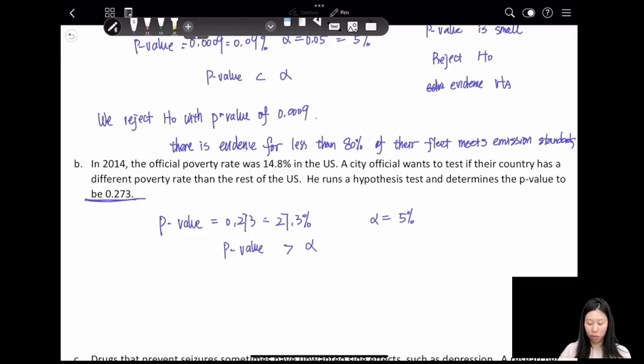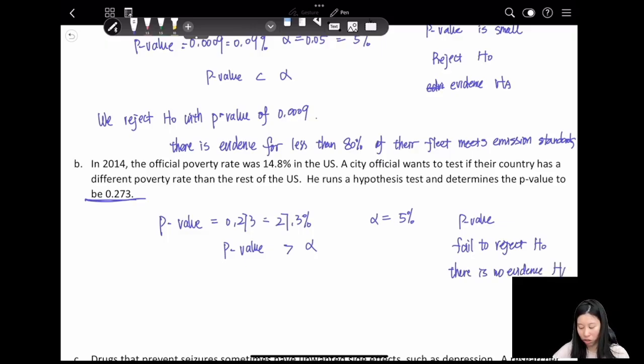So that means what? Again, you need to include the p-value in your conclusion. And then since the p-value is not sufficiently small, we fail to reject our null hypothesis. And then there is no evidence for our alternative hypothesis.